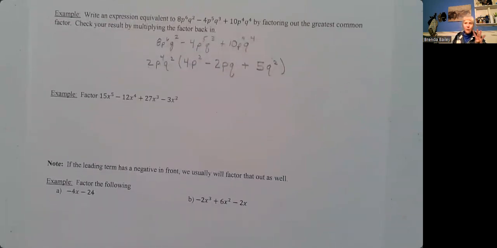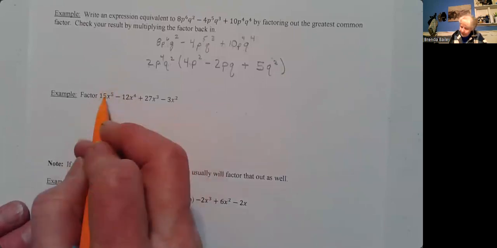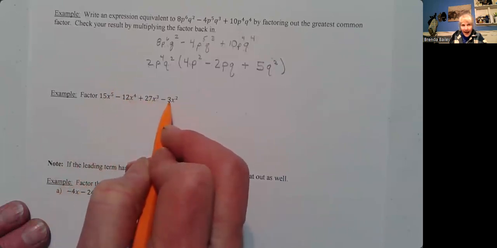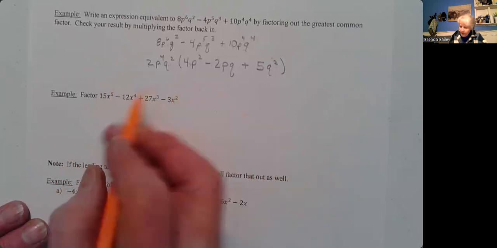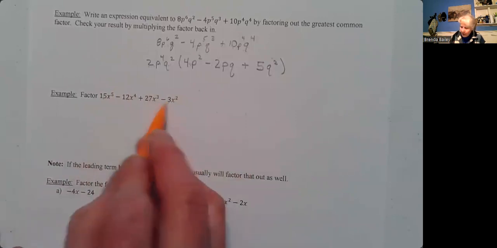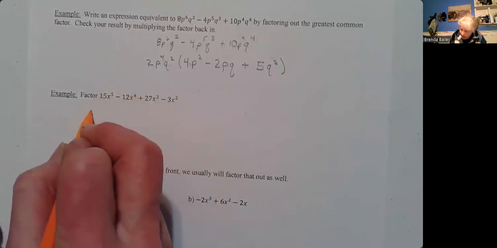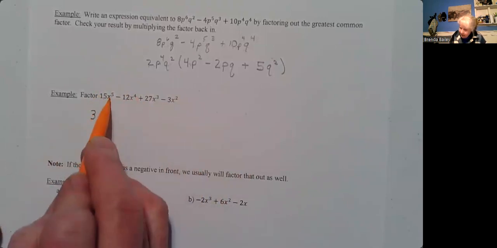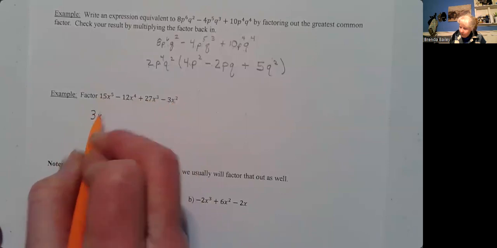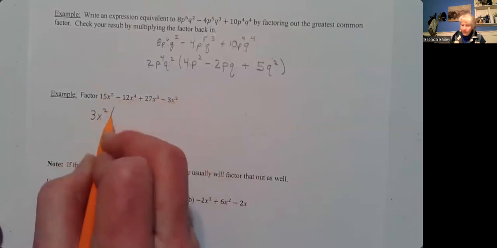Let's do another one. Okay, now we have 4 terms. Same thing. Pull out the greatest common factor. Looking at 15, 12, 27, and 3, the greatest common factor is going to be 3. All of these are divisible by 3, and it has to be all of them. Otherwise, you won't pull out a number. But we can pull out a 3. They have x to the 5th, x to the 4th, x to the 3rd, x to the 2nd. So they all have an x, and the smallest of all 4 of those is x squared. So that's what we're going to pull out.